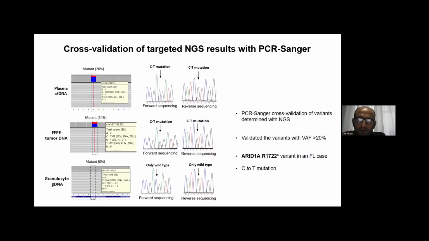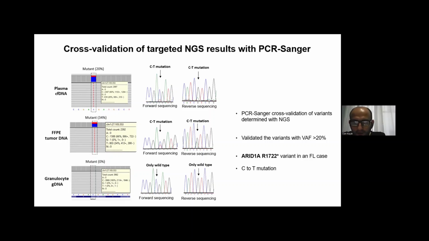Now I'm only showing one of the Sanger sequencing validations we did. Scientists working in the field of cfDNA genotyping know that Sanger sequencing is probably not the best approach to cross-validate the NGS results because of the sensitivity level, which is 20% variant allele fraction. But when we did Sanger sequencing for all the variants which had at least 20% variant allele fraction, we were able to validate all of them, 100%.